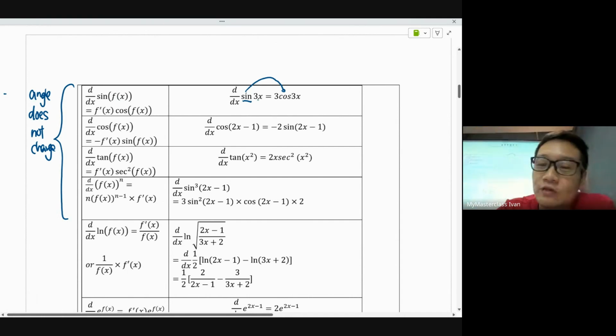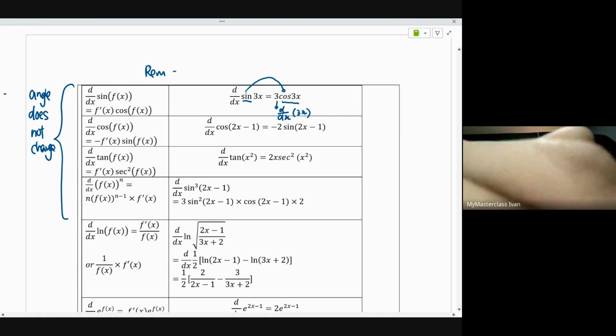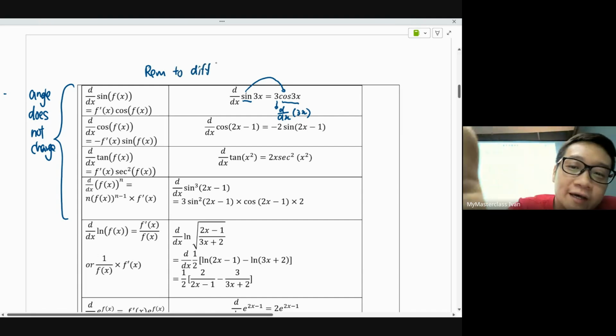So differentiate sine 3x becomes cosine 3x. Where does the 3 come from? Differentiate of the angle, which is 3x. So remember to differentiate the angle. Write down. Remember to always differentiate the angle.